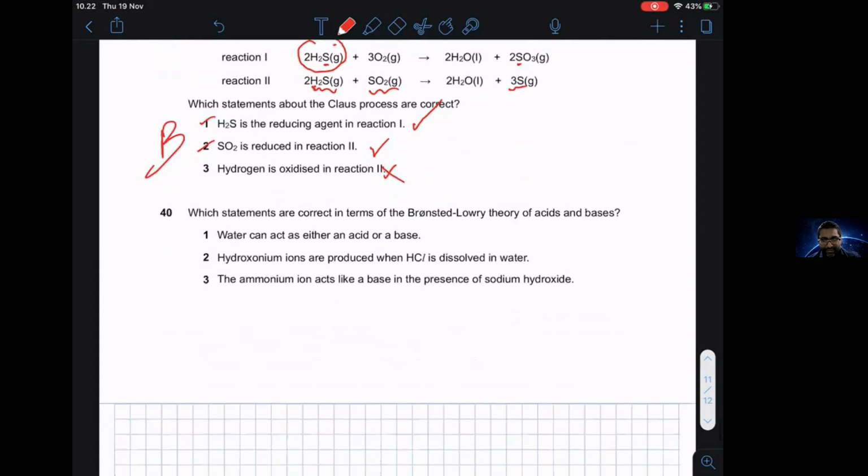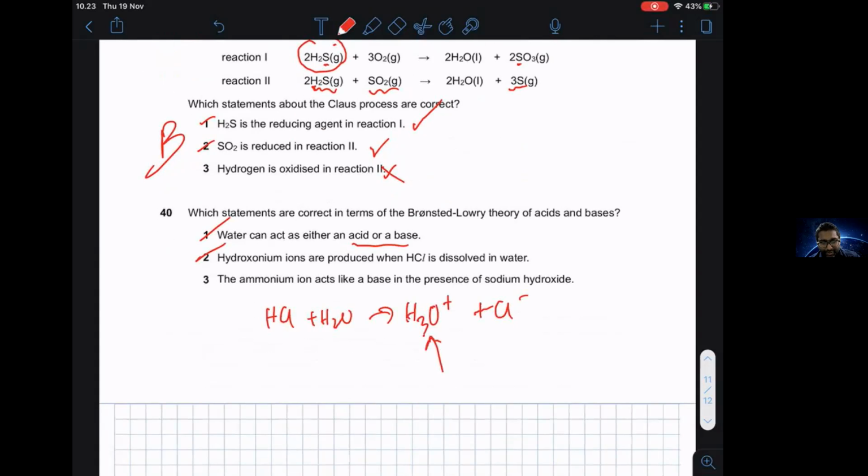Which statement is correct in terms of Bronsted-Lowry theory of acid and base? So water can act as acid and base. Yes, definitely true. Hydroxonium ions are produced when HCl is dissolved in water. Yes. HCl plus H2O give you H3O plus Cl minus. So this is hydroxonium ion.